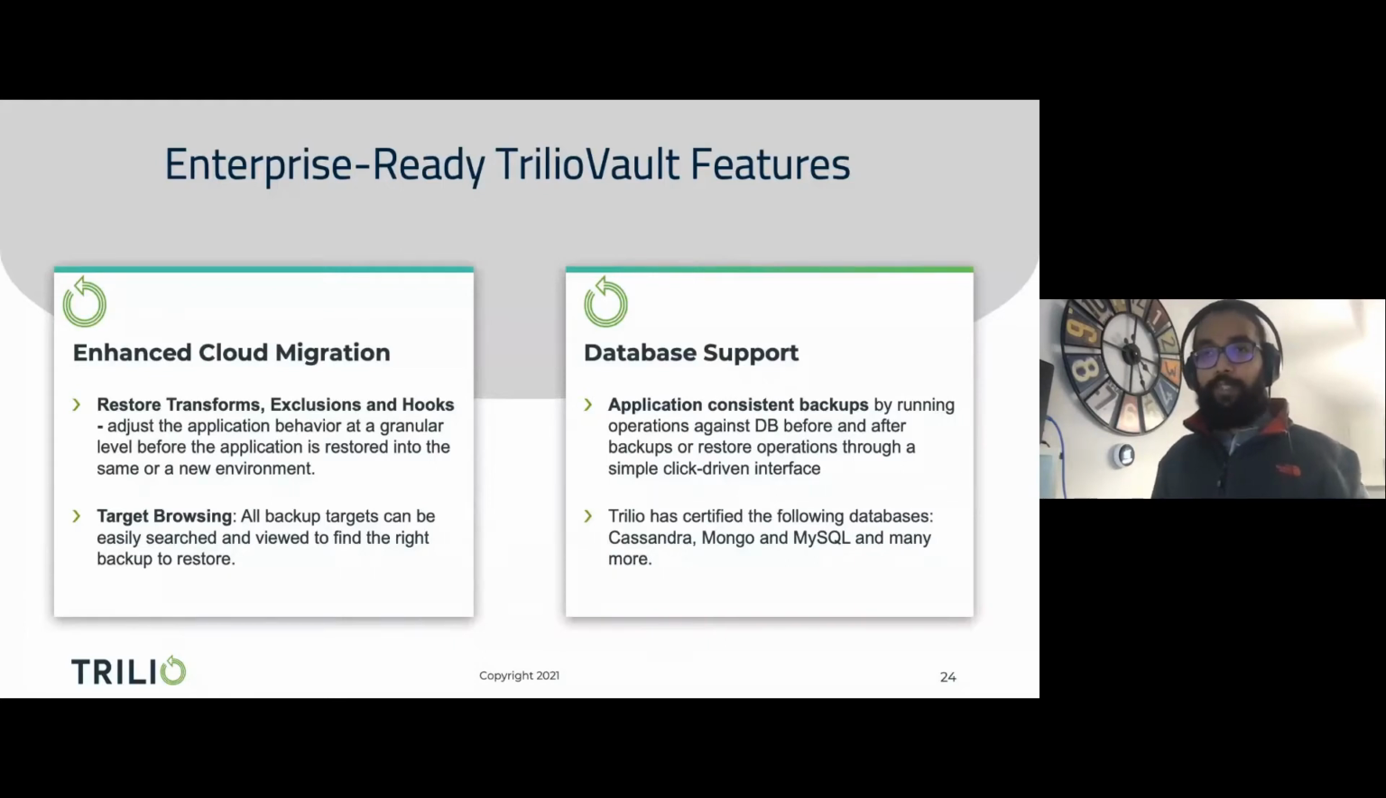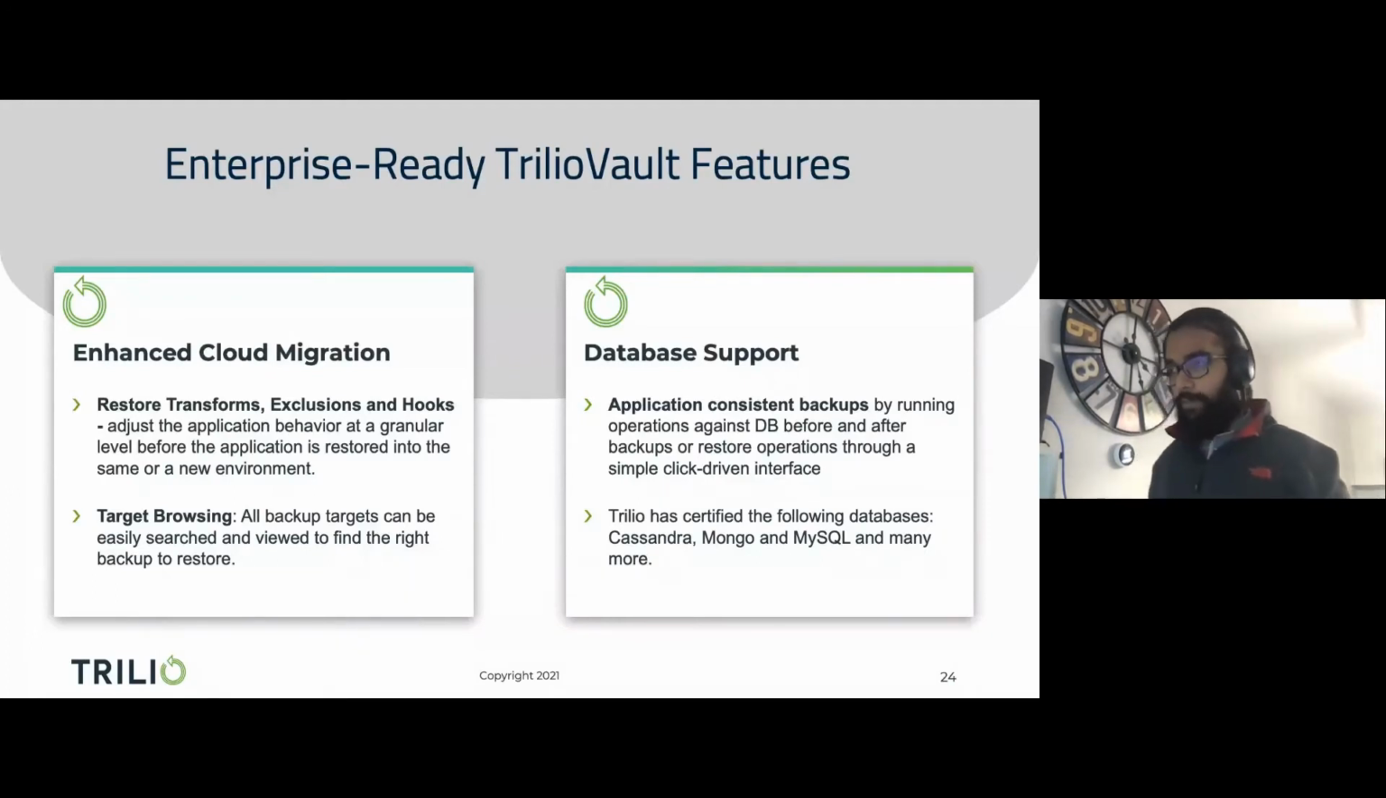We also provide the ability to exclude items, and hooks, as I mentioned, to do application-consistent backups. Even if you need hooks for a restore operation, in case you want to extend your workflow, you can do that. We also provide the capability of browsing the target where the backups are stored so that you can easily cherry-pick the item that you actually want to restore. These capabilities are all built into the TrilioVault management console that I will cover in a few slides.